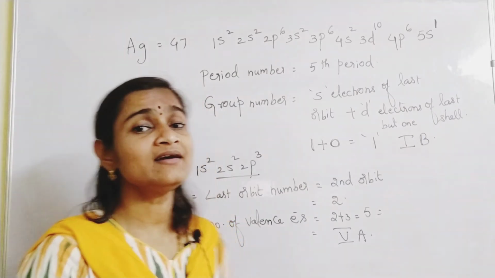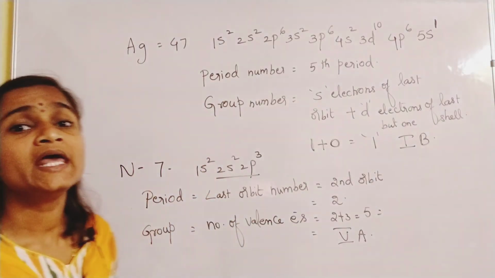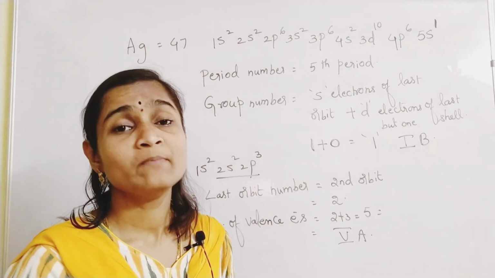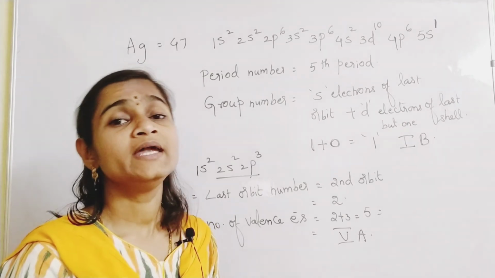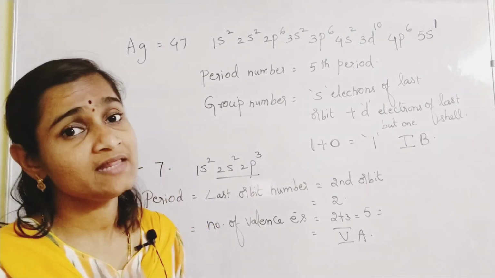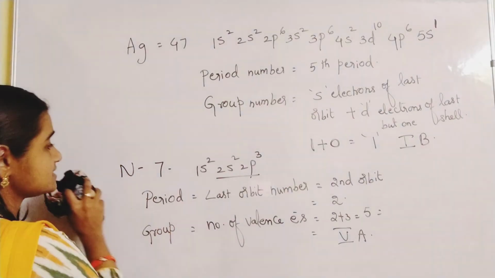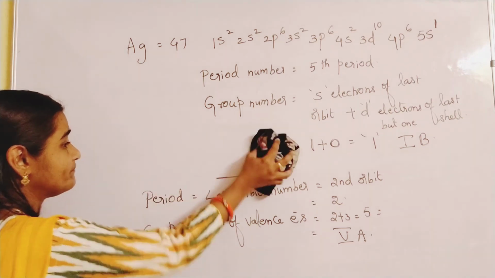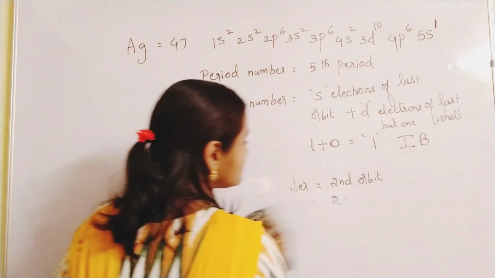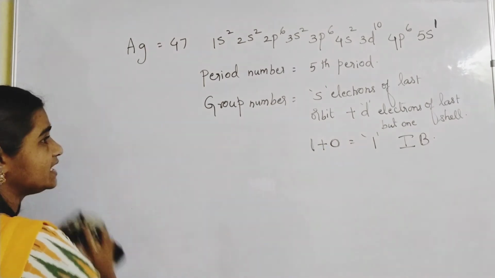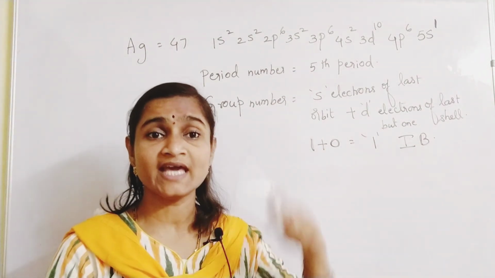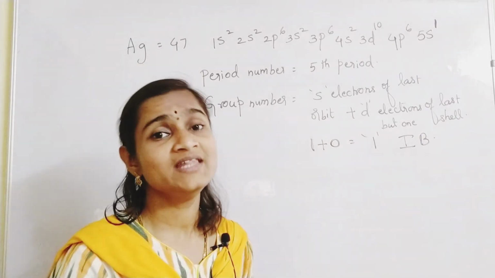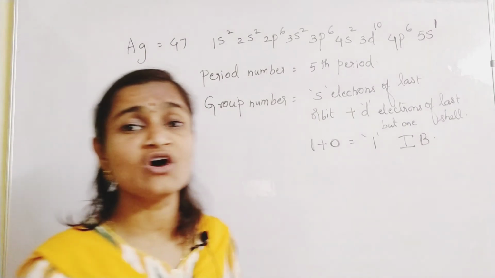So like that you can identify the position of any element if it is given, and you can also identify whether that particular element belongs to category A or category B. You can take several examples like this. Group number, period number, whether it belongs to A category or B category, everything can be identified with the help of the electronic configuration of elements.